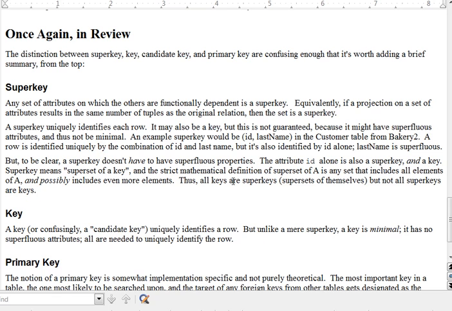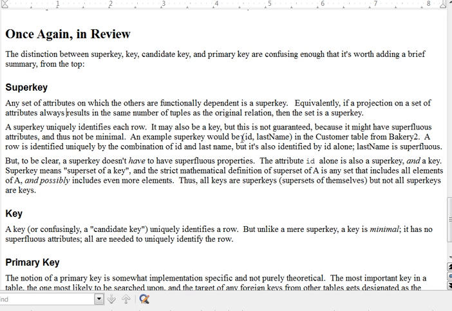The distinction between superkey, key, candidate key, and primary key can be a bit confusing, so here's the brief summary from the top. Superkey. Any set of attributes on which the others are functionally dependent is a superkey. Equivalently, if a projection on a set of attributes always results in the same number of tuples as the original relation, then the set is a superkey. A superkey uniquely identifies each row. It may also be a key, but this is not guaranteed because it might have superfluous attributes and thus not be minimal. An example superkey would be ID and last name in the customer table from Bakery 2.